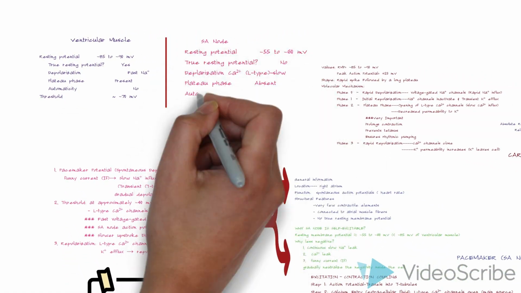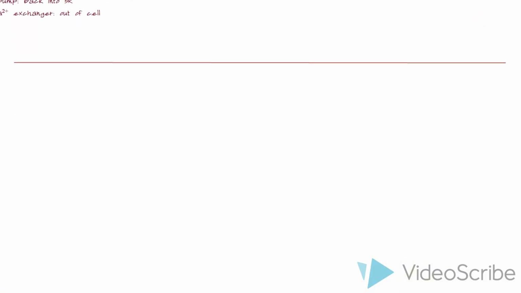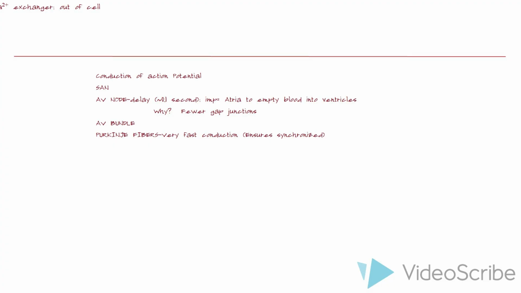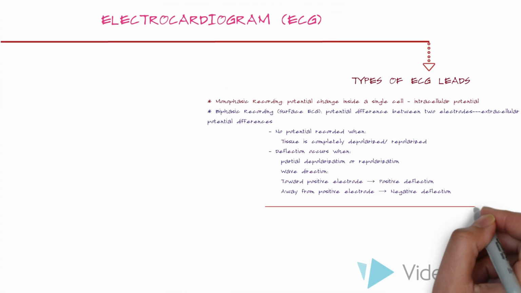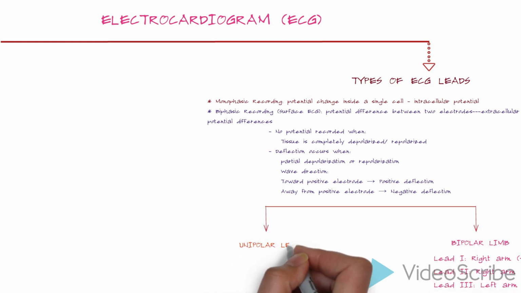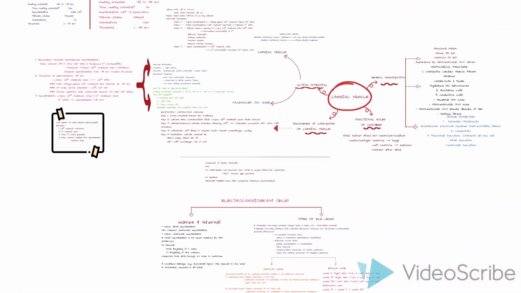Then we talked about the conductive system, which starts with the SA node, AV node, the bundle, and the Purkinje fibers. Finally, we covered the ECG, that the leads are either unipolar or bipolar, and the recorded waves are the P wave, QRS, T wave, and the PR interval.